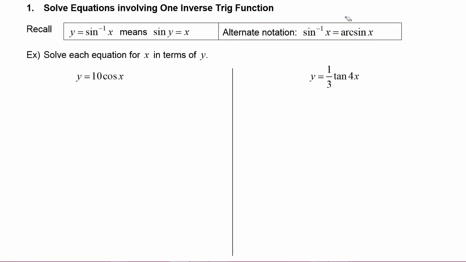Let's take a look at this first example, where we have to solve each equation for x in terms of y. Here we have y is equal to 10 cosine of x, and we want to solve for x. So of course we know that means we have to get the x by itself. So the first thing we would want to do is divide both sides by 10. So now we would have y over 10 is equal to the cosine of x.